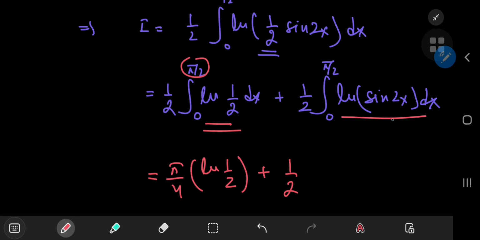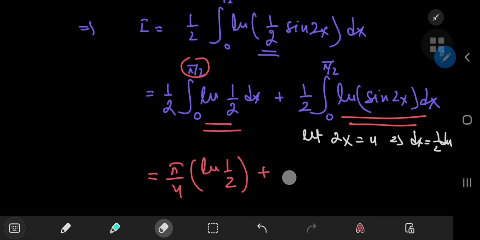plus 1/2 of this integral that looks quite familiar to what we started with. And I'm going to perform a change of variable here to make things more clear. So if we let 2x equal u, which implies that dx equals 1/2 of du, then what we have now is 1/2 times 1/2 is 1/4. So 1/4 times the integral from 0 to pi, right?